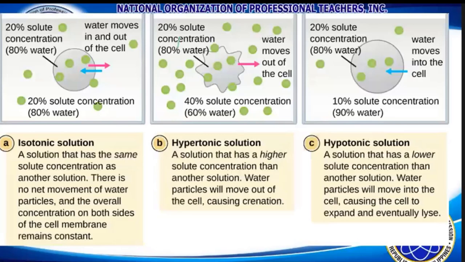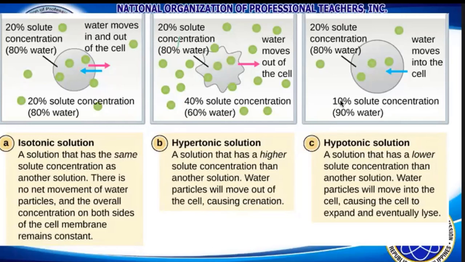Now, pag hypertonic, ano kasi, 40% of solute concentration, 60% na lang ang water. So, when you say hypertonic, higher ang solute concentration, kasi 40%, than another solution. So, ang mangyayari dyan, water particles will move out. Ayan. Lumalabas ang water sa cell, causing crenation. Kasi shrink yung cell.